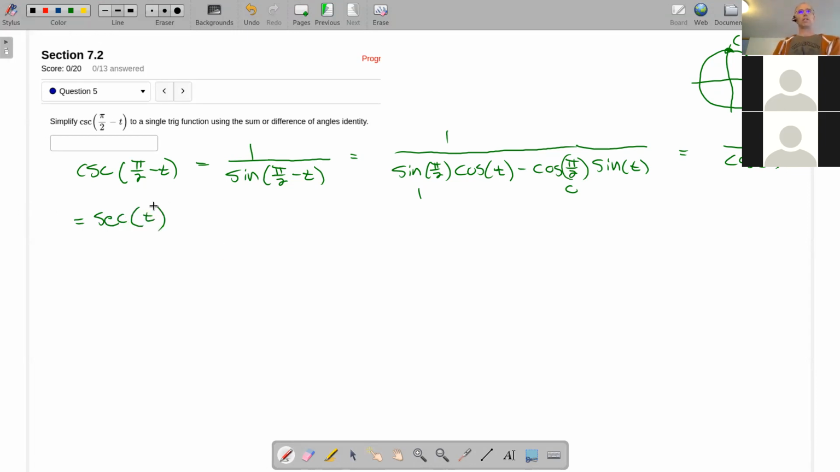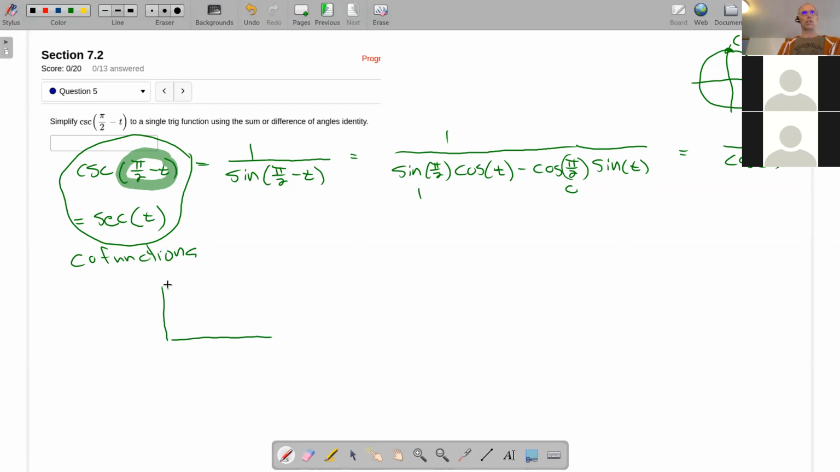And my hope is that now we stop to look at this for a minute, this should look familiar. Why? This pi over 2 is like 90 degrees. And what this is right here is actually the cofunction identity I want to remind you of. So, cofunctions. Notice secant versus cosecant. And the way cofunctions work is as follows.